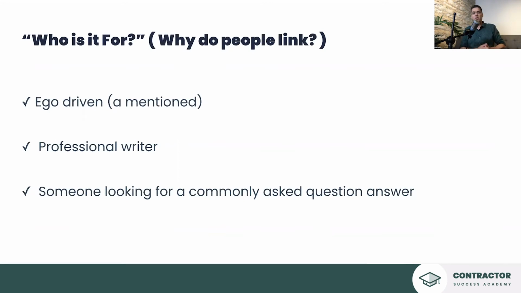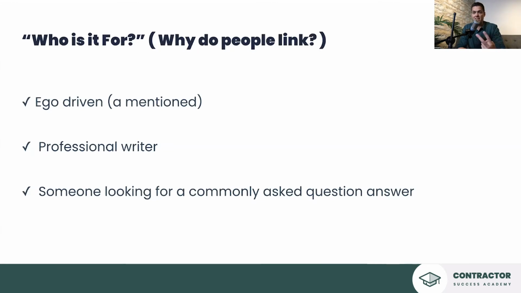All right. So who is it for? Why do people link? Number 1, they link because it's ego driven. If they're a harmonica player, what's that? The harmonica player. He was in the band, so he's going to share. Exactly. And then second, professional writer.